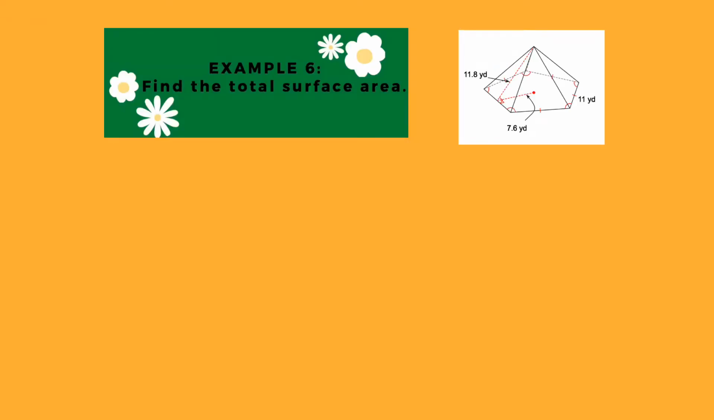All sides are the same length. So again, my formula for total surface area is the lateral area, so slant height times perimeter divided by 2, plus the area of the base. When I look at this figure, sometimes it is hard to find the slant height. You need to remember the slant height is never on the base. So when I look, I have either 7.6 or 11.8. Only one of those is not on the base, and that happens to be 11.8.